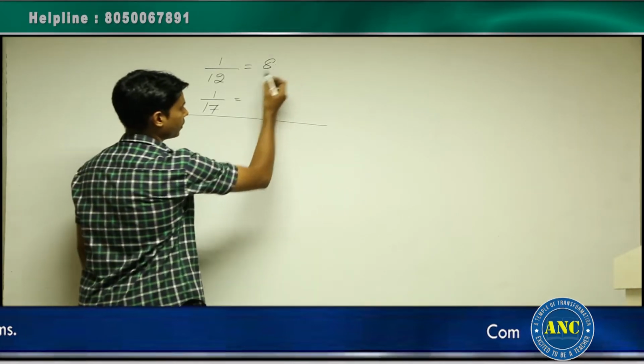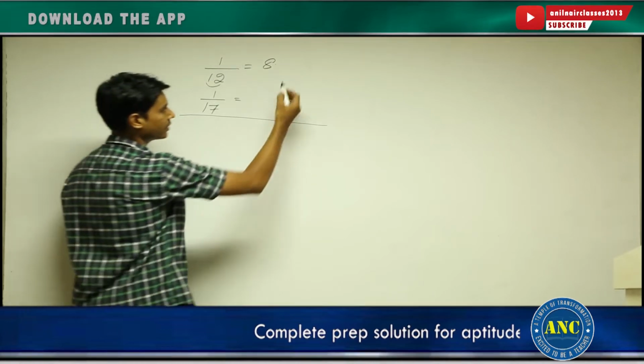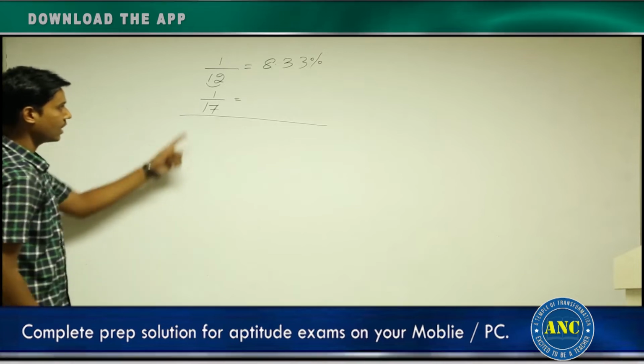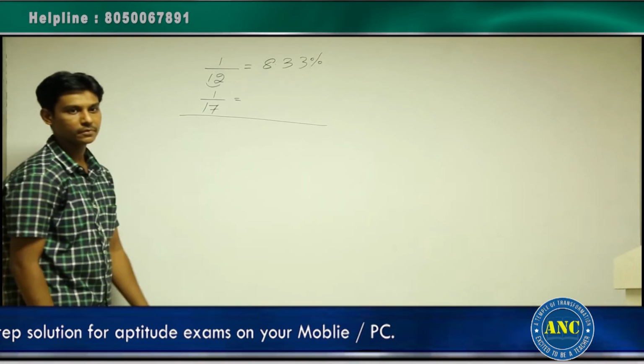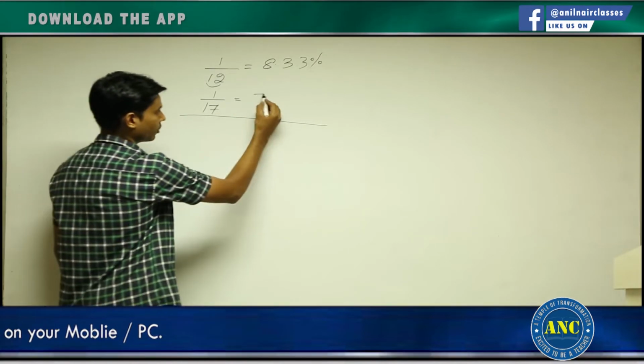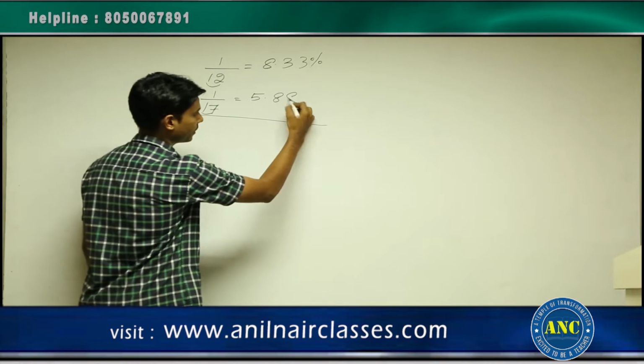Write down 8. What is the sum of the digits in the denominator? 1 plus 2, 3. Write it twice. Answer is 8.33%. Same logic here for 1/17. 100/17. It will go 5 times. 17 5s are 85. Write down 5. 1 plus 7, how much is it? 8. Write it twice.